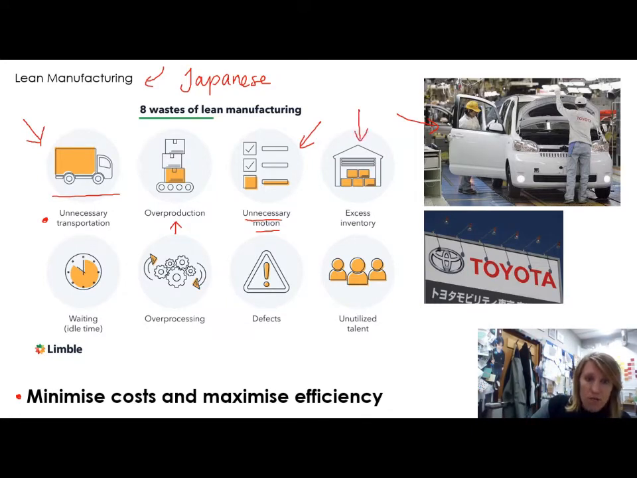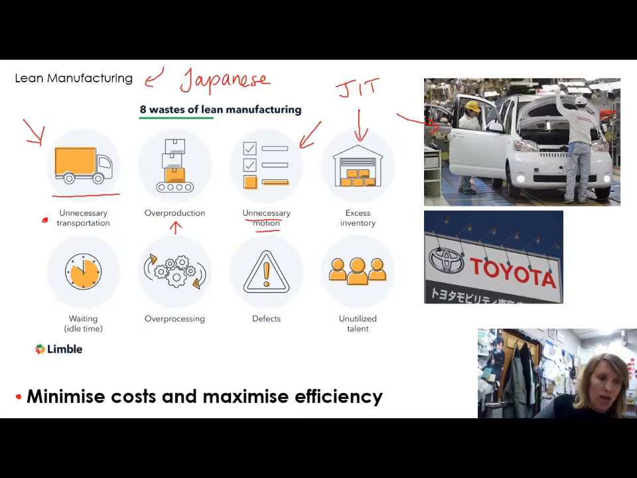They try and make sure that they don't have any excess inventory. So this links quite nicely to just-in-time production, which tries to ensure that you don't have any excess materials. When something is ordered, it's made and it goes out straight away, so you don't have to store it.